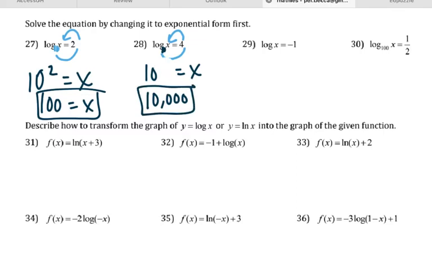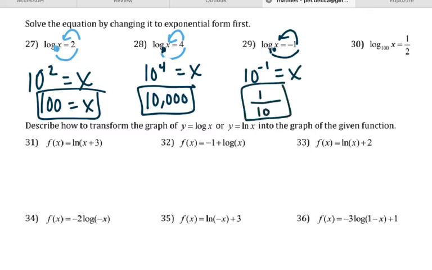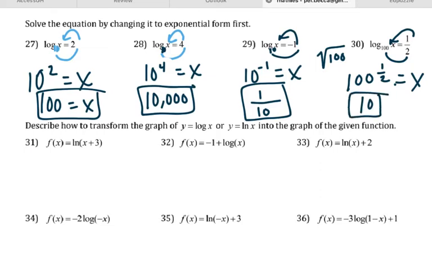Kind of an ugly 4. Again, base 10. 10 to the negative 1 is x. Negative exponent just puts it in the denominator. We've got a base here, so we can snail. 100 to the 1/2 equals x. 1/2 is the same as saying the square root. Square root of 100 is 10.